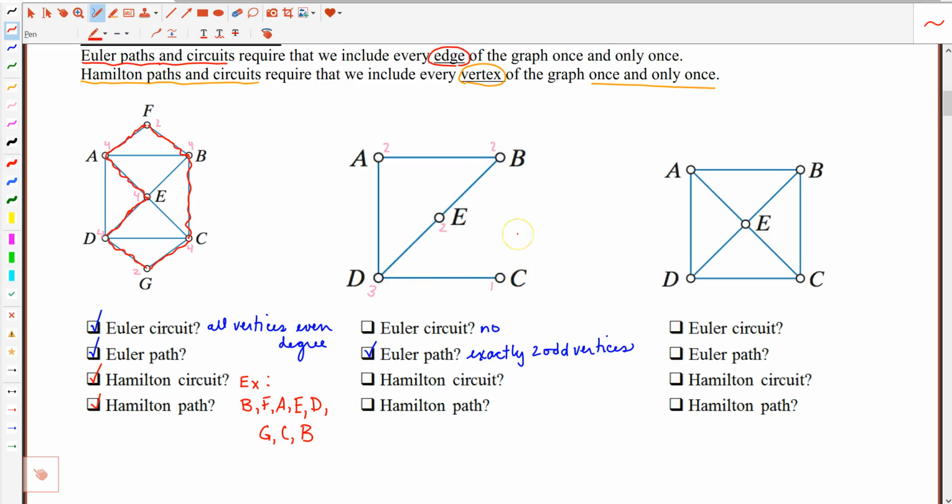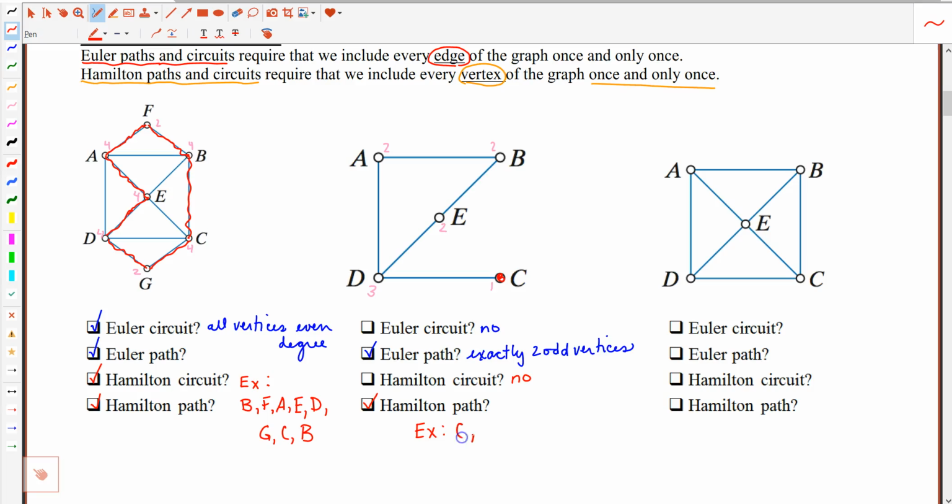You could try a couple more examples, and you're going to find out: does this graph have a Hamilton circuit? The answer to that question is going to be no. But does it have a Hamilton path? Yes, it does. And we actually just found one. There is a way for me to hit every vertex of the graph once and only once. This is not the only one that exists.